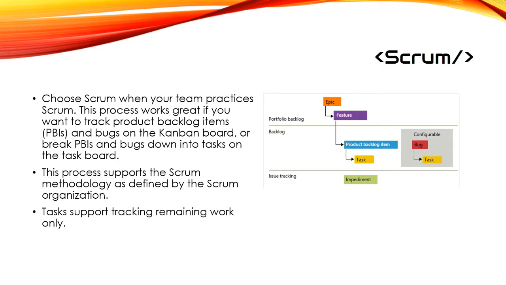Now, I want to talk a little bit about this diagram here. So your topmost level work item will be an epic. An epic will consist of features, and a feature will consist of a product backlog item, and the product backlog item will have several tasks beneath it. Also in the backlog, you're going to have bugs, and the bugs may or may not have tasks associated with them. Issue tracking. So if they have an issue, this will be tracked by something called an impediment.